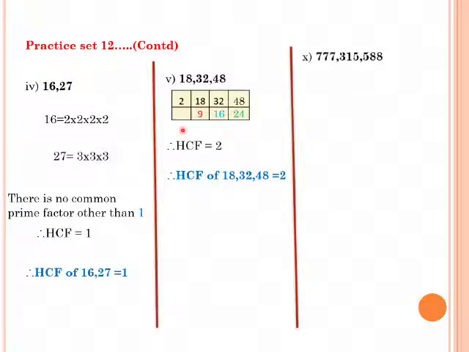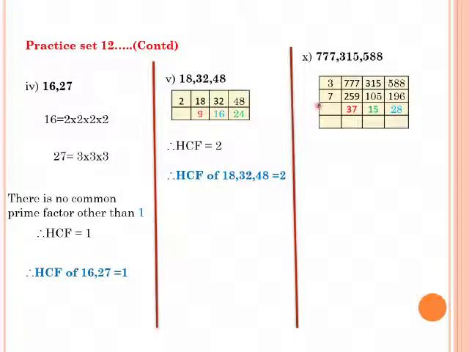Next one, find the HCF of 777, 315 and 588. When you do so, these three numbers' common divisor is 3. So when you divide it is 259, 105, 196. Further when you divide this by 7, you get these numbers as 37, 15 and 28. And 37, 15 and 28 do not have any other common divisor. So HCF is 3 into 7. So HCF is 21. HCF of 777, 315 and 588 is 21.